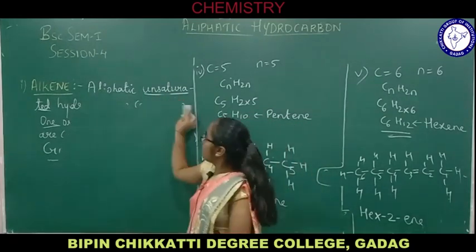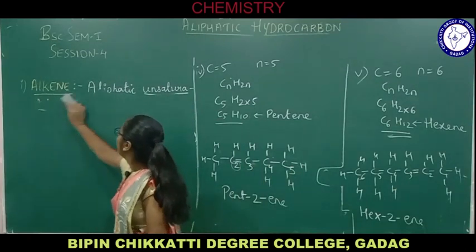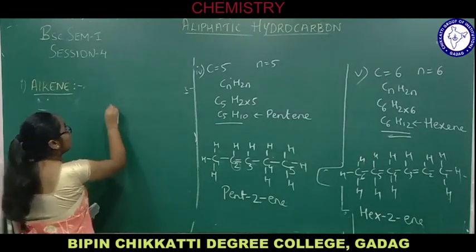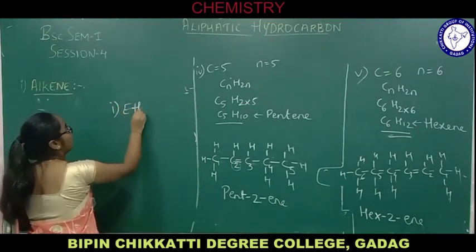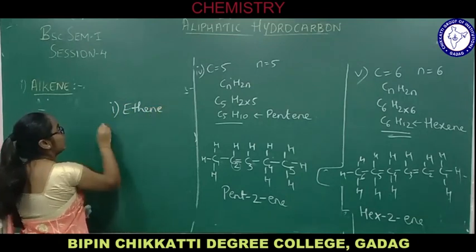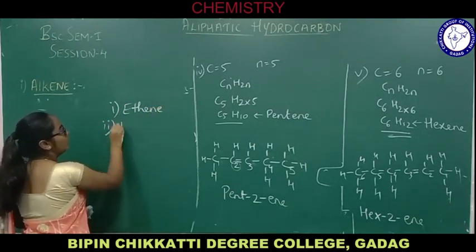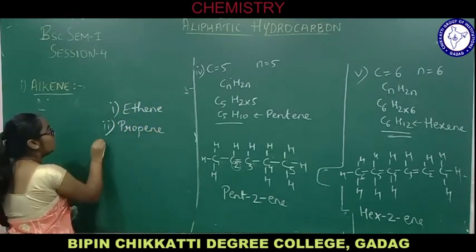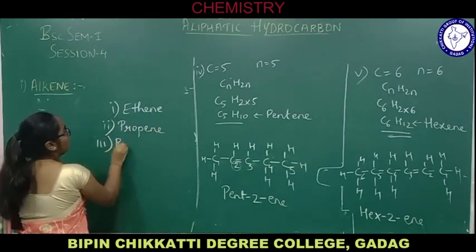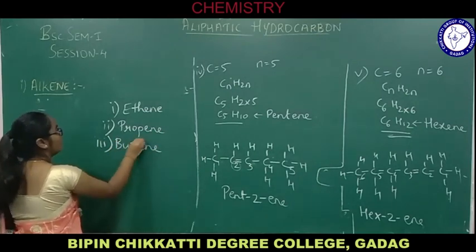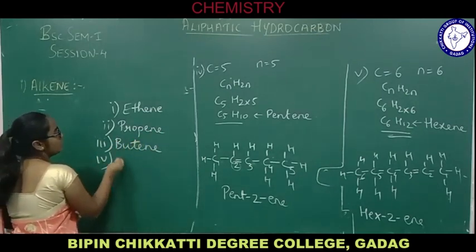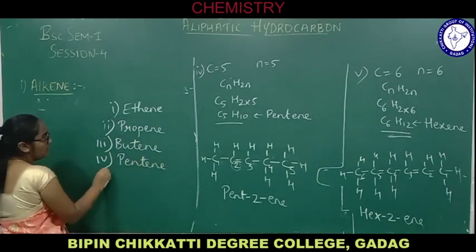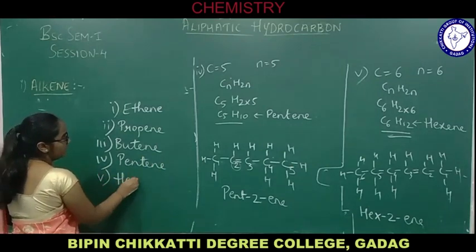The first member of the alkene was ethene. The second member of the alkene was propene. The third member of the alkene was butene. The fourth member of the alkene was pentene. The fifth member of the alkene was hexene.